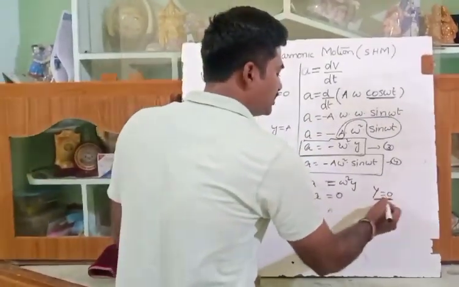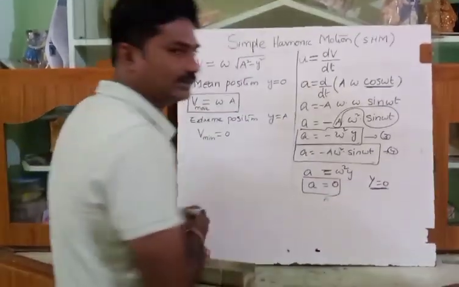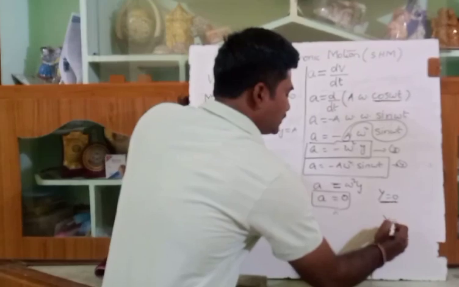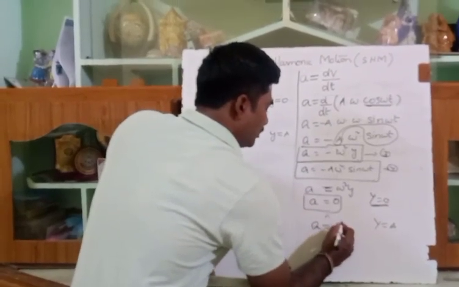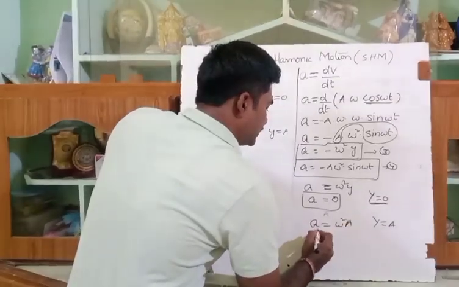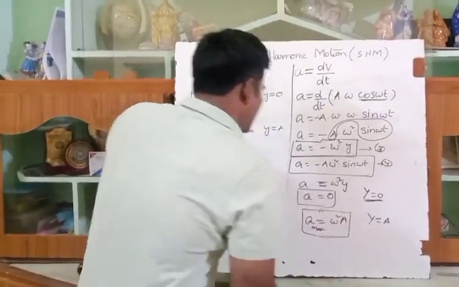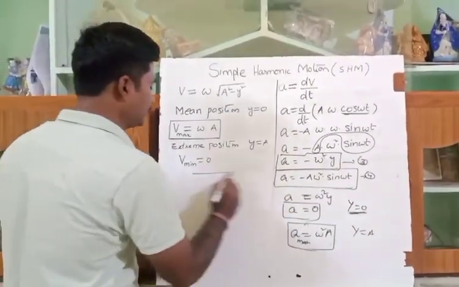That is, at the mean position, the acceleration of the particle is 0. And when y is equal to a, that is at the extreme position, a is equal to omega square into a. That is, a is maximum. To understand, I am drawing a simple pendulum diagram.